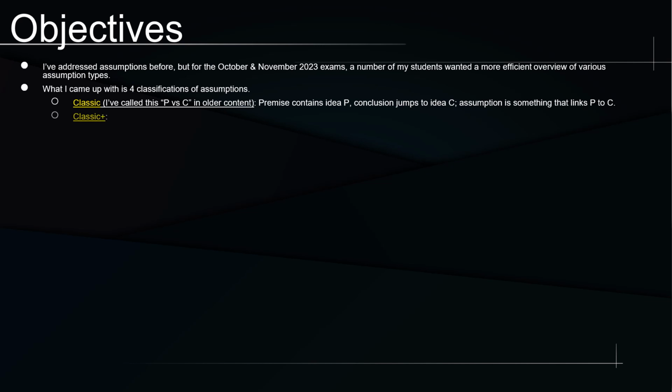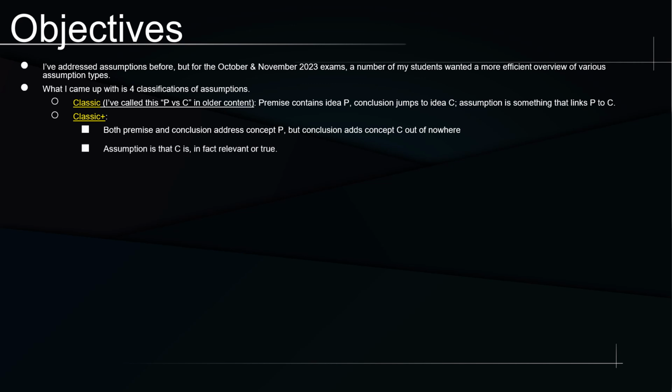The next is a slight variation on this classic pattern, which, due to lack of creative juices, I just called classic plus. So what is classic plus? This is when both the premise and the conclusion do both explicitly address concept P. So the conclusion isn't totally hanging out on its own, talking about something weird and alien. It does link itself back to concept P. However, the conclusion on top of that adds concept C and it kind of comes out of nowhere. In these scenarios, the assumption is that C is in fact relevant or true.